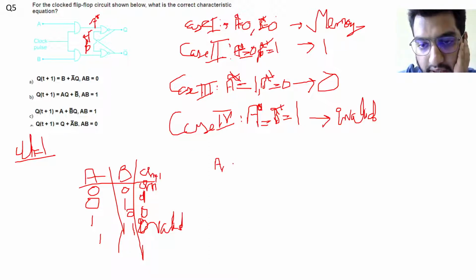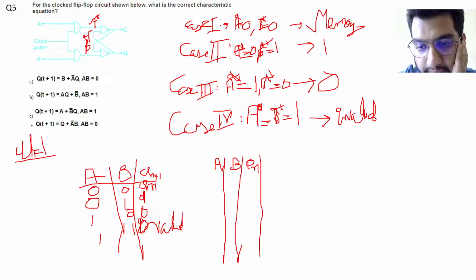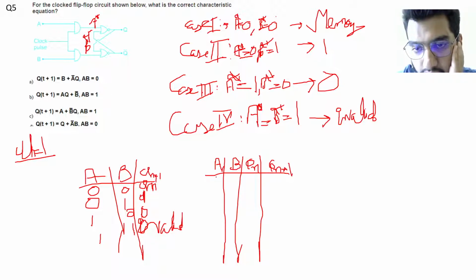So we construct a characteristic table. We have A, B, Qn. This was the truth table that I drew here. So this is my characteristic table A, B, and Qn, and this is Qn plus 1. So 0, 0, 0, 1, 0, 1, 0.